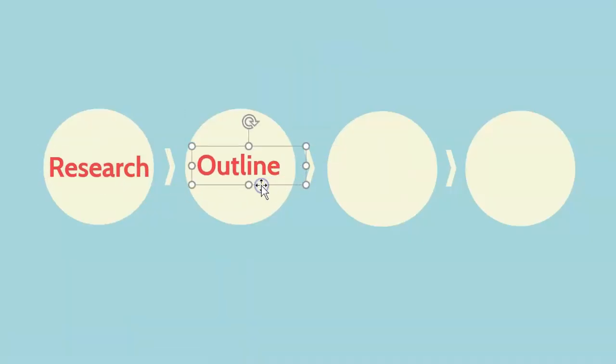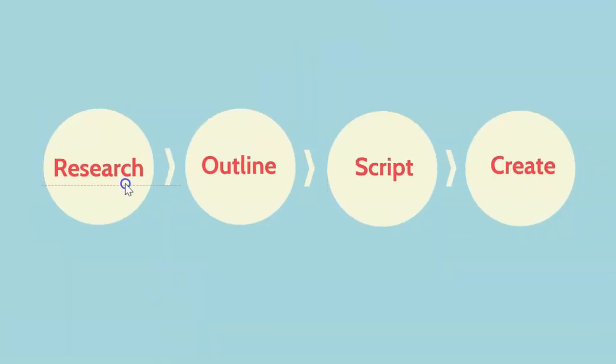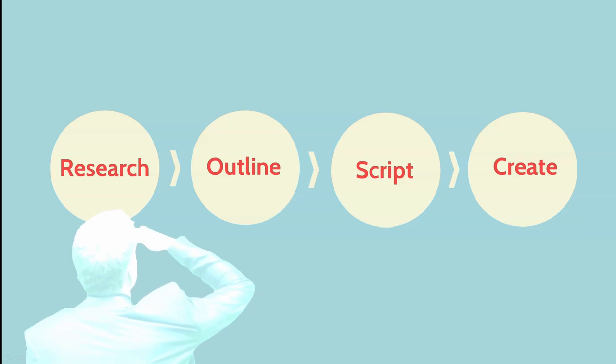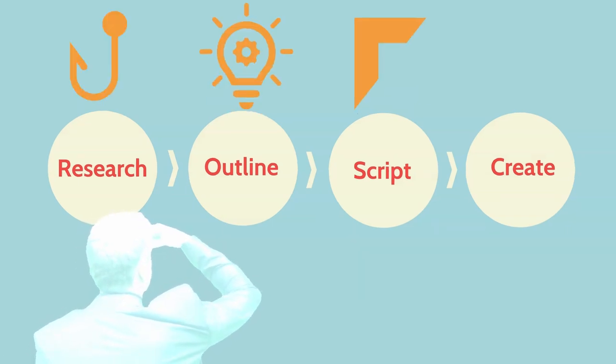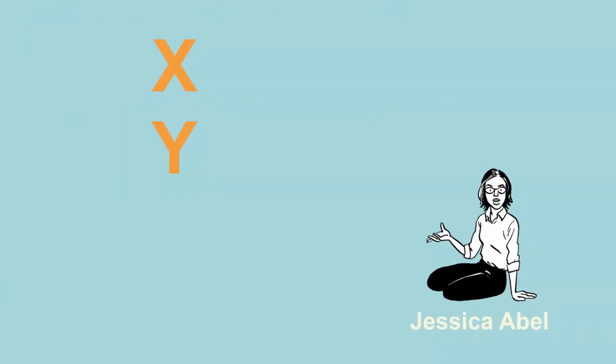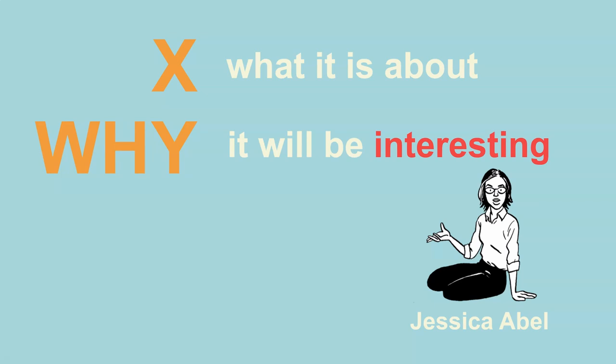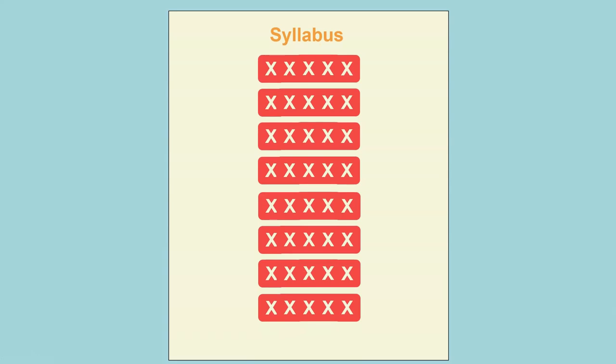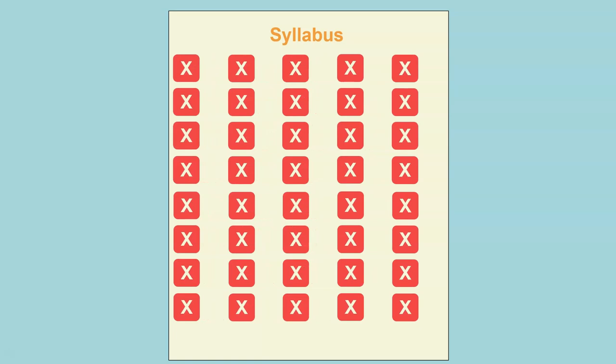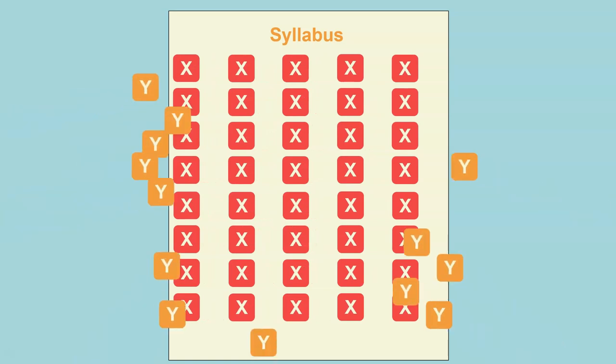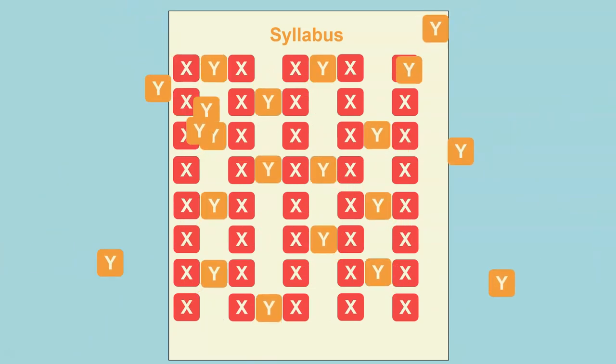So let's get started. You might remember from an earlier video, I mentioned that the best storytellers are always looking for a hook, an angle, a big idea, or what Jessica Abel calls the why. In Jessica Abel's formula, the X is what your story is about. The why is why it will be interesting to your students. A syllabus typically lists a bunch of X's, topics. But looking more closely, we find that each topic is itself made up of X's, key concepts and big ideas.